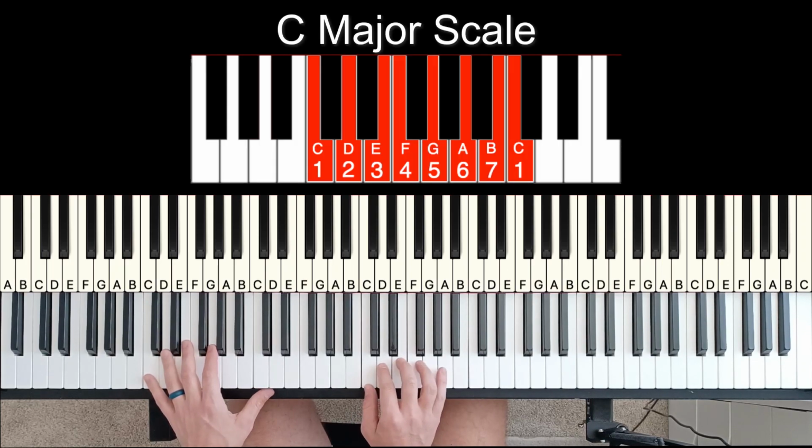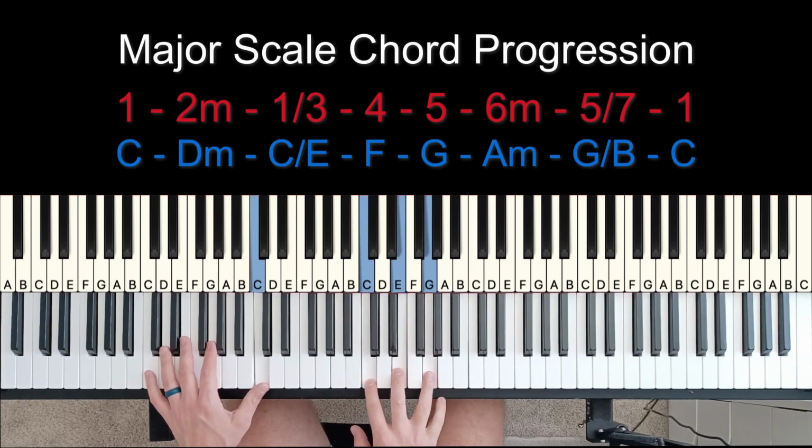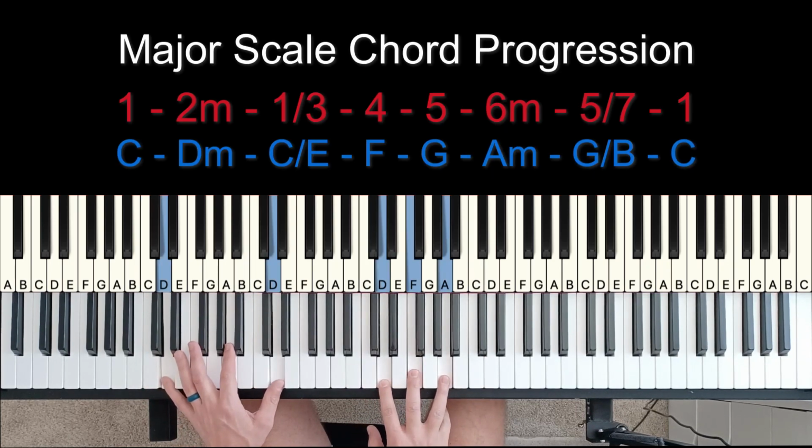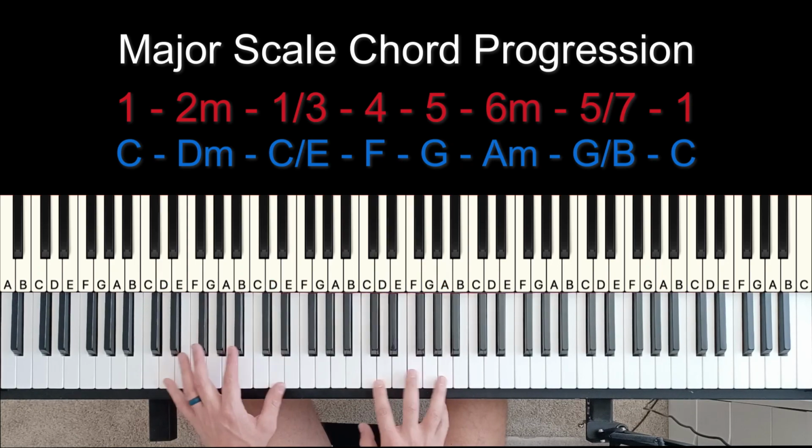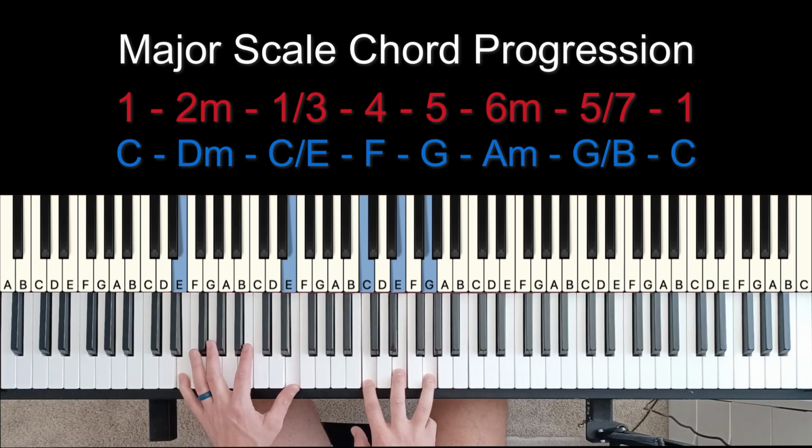So if we're in the key of C, you assign numbers to it. So 1, 2, 3, 4, 5, 6, 7, and then back to 1. So the chords are a 1 chord or a C. Your 2 is always going to be a minor, so it would be a D minor or a 2 minor. And then your 3 is a 1 over 3, so a C chord over an E bass.